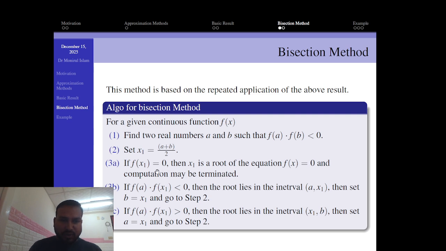But if f(a) times f(x1) is less than 0, that means f(a) and f(x1) are of opposite sign, then the root lies between a and x1. In this case, set b equal to x1 and go to step 2 again. If f(a) times f(x1) is greater than 0, that means the root lies in the other interval, so the root lies between x1 and b. Set a equal to x1 and go to step 2, and apply the similar process continuously until we get the root.